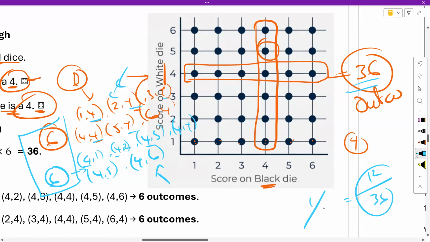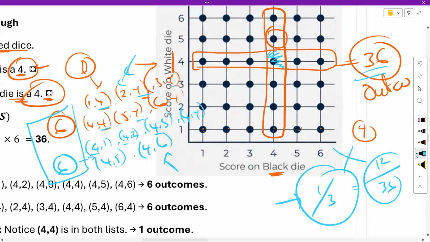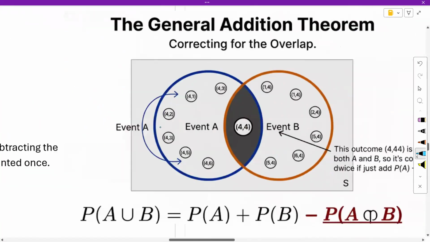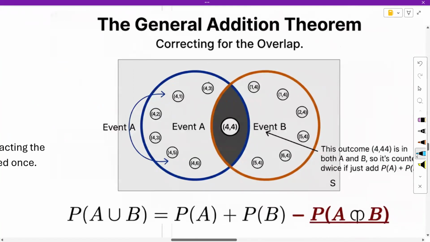1 over 3, isn't it? But here your answer is wrong. Why? Because there's a common area. This is a common item. When you plot this in a Venn diagram, you may draw it like this, or like this. This is wrong, and this is wrong.